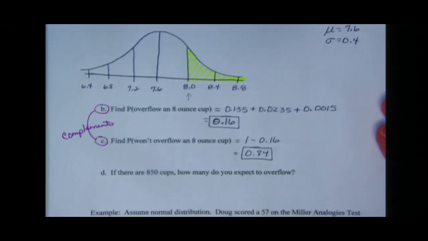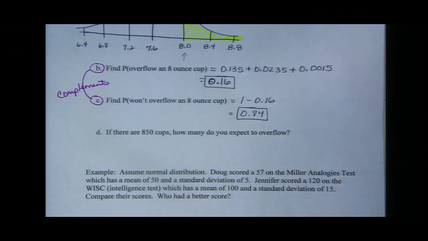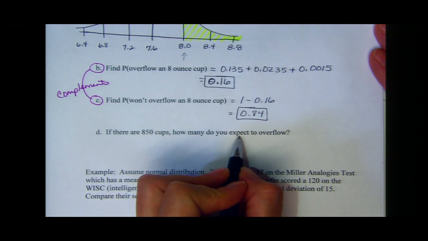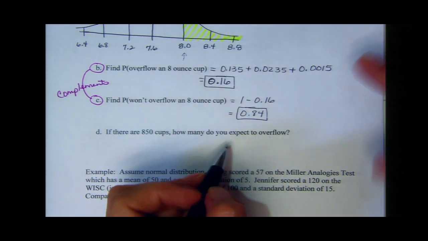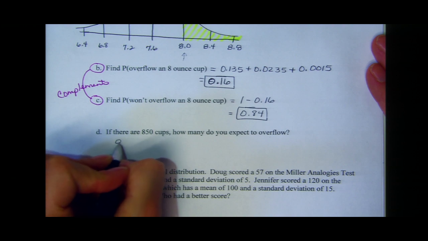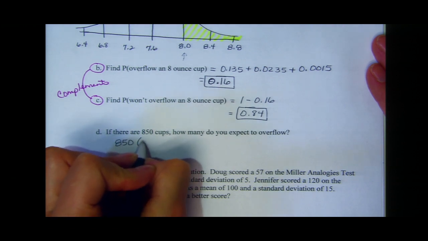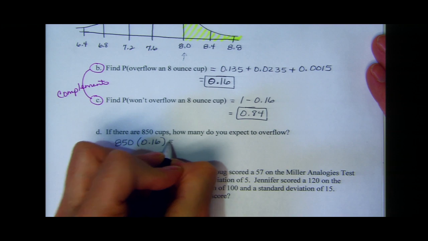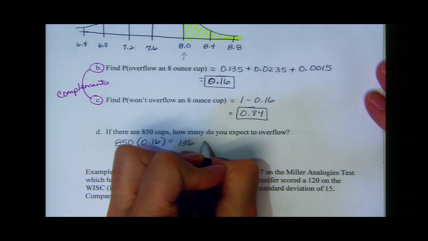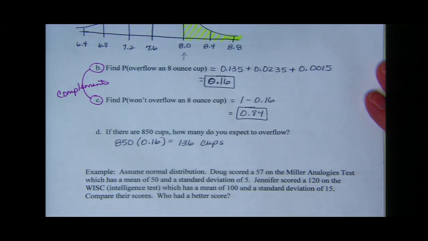So the last question is going to have you take your probabilities and apply them to a real life situation. If we have 850 cups, how many do you expect to overflow? Well, I expect 0.16 or 16% of the time for them to overflow. So I would just take 850 times 0.16, because I want to know 16% of 850, and that equals 136. So I expect 136 of the cups to overflow, which seems kind of high.